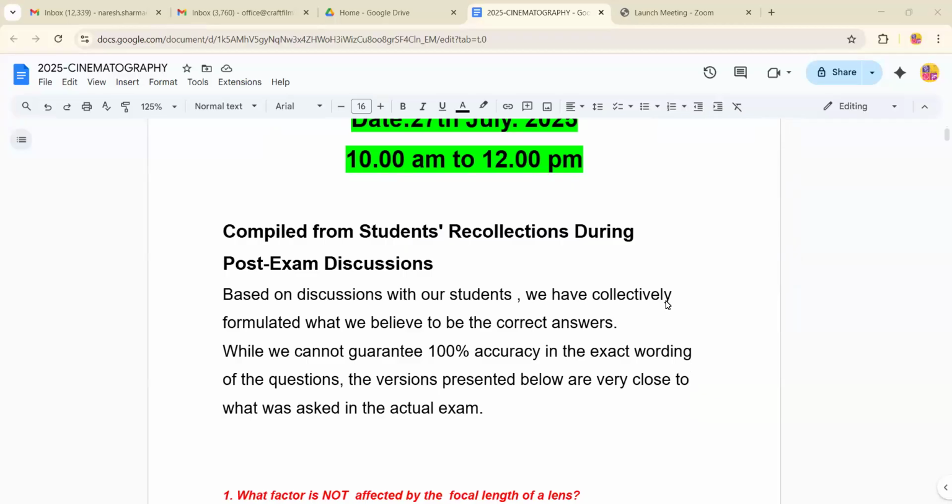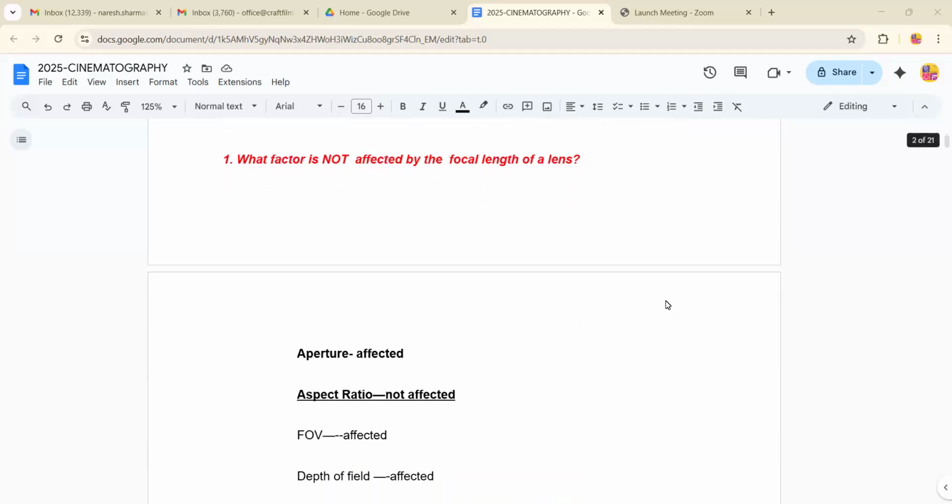Based on the discussion with our students, we have formulated what we believe to be the correct answers. While we cannot 100% guarantee the accuracy of the exact words of the questions as well as the alternatives given, the versions presented below are very close to what was asked in the actual exam.